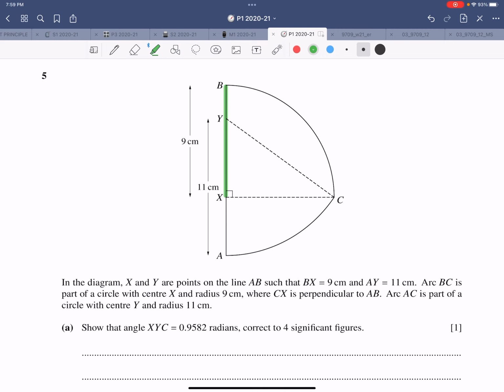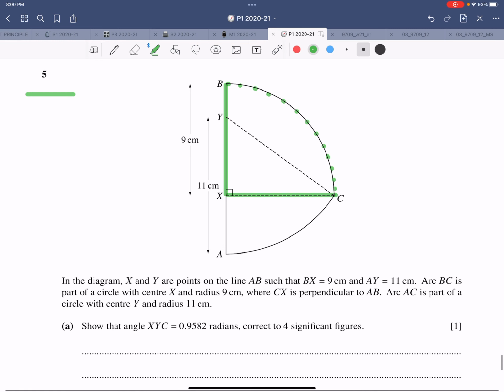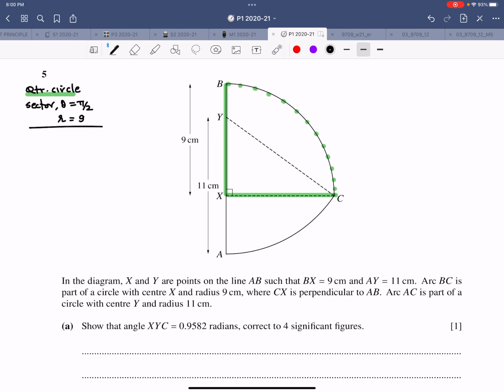Arc BC is part of a circle with center X. So basically this is also green. And this arc over here, which I am drawing as dotted, in reality is a quarter circle. So this thing is actually a quarter circle, or you can think of it as a sector in which theta is equal to 90 degrees, but don't work in 90, work in pi by 2. And the radius of this thing is 9. So these are the two things that you can write. It's technically a quarter circle, but you can also use the sector formula.